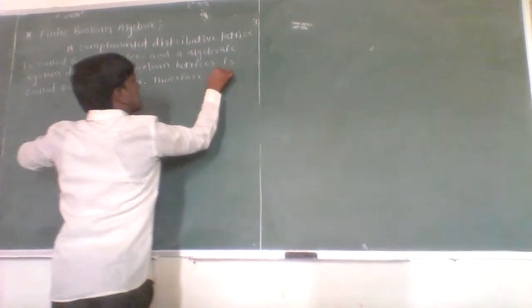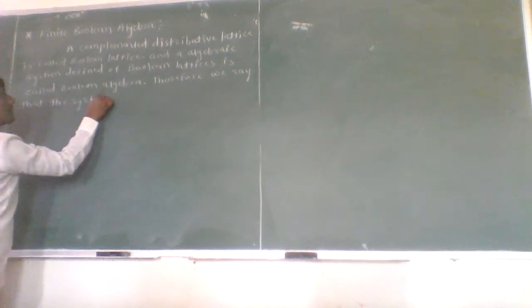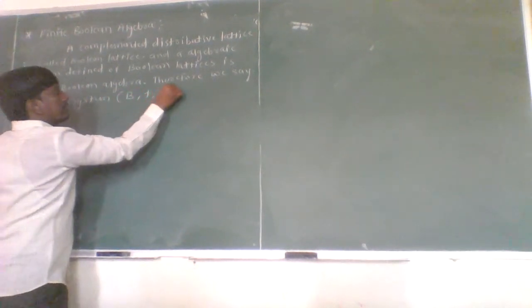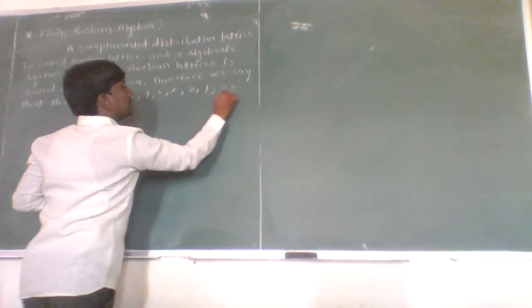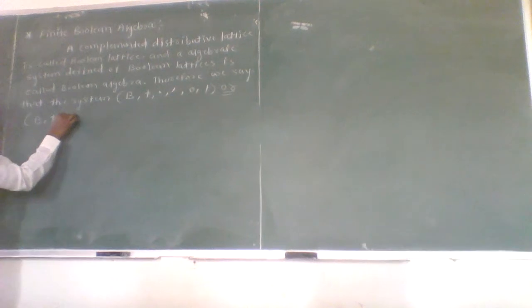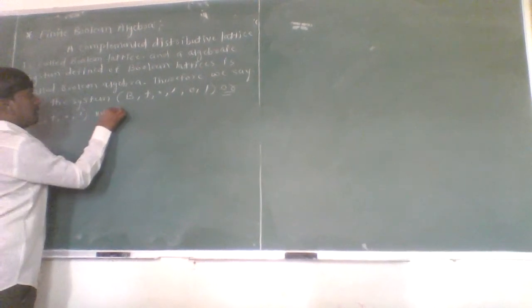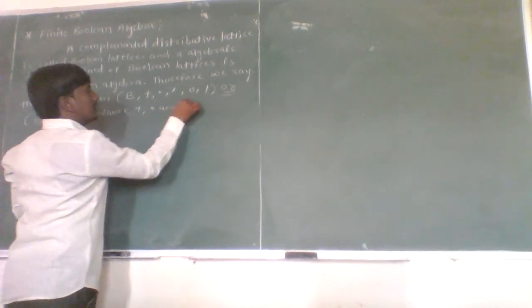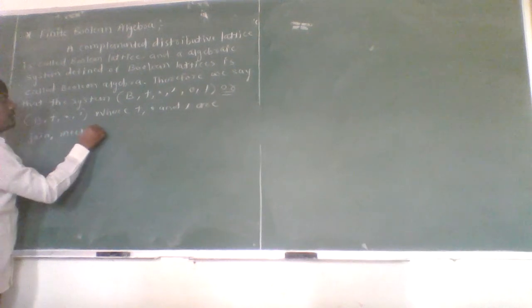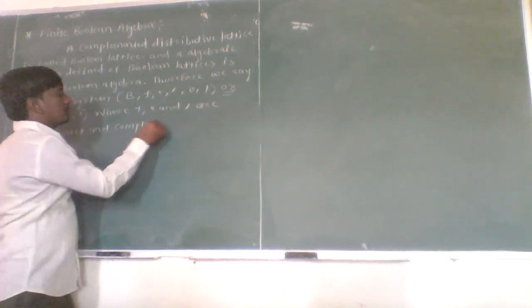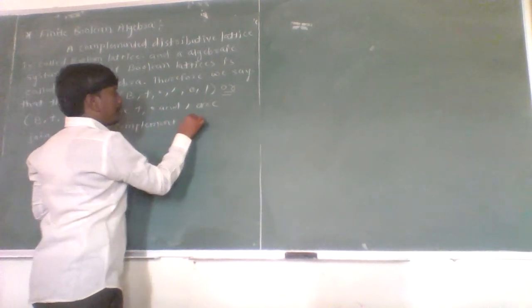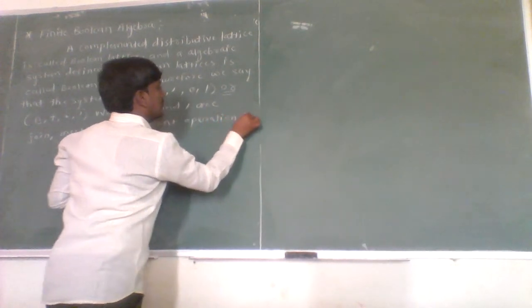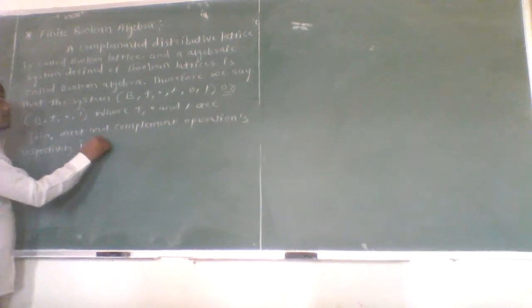Therefore, we say that the system B, plus, dot, dash, 0, 1, or it is also represented by B, plus, dot, dash, where plus, dot and dash are join, meet and complement operations respectively, is a Boolean algebra.